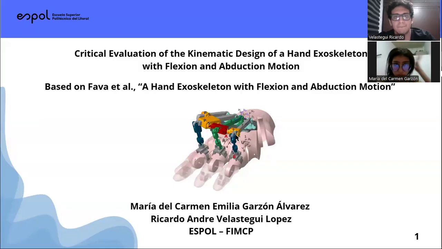Hi, Doctor. Our topic is critical evaluation of the kinematic design of a hand skeleton with flexion and abduction motions. Our work presents a critical evaluation of a hand skeleton mechanism described by FABA. The main focus is to review its kinematic formulation, determining the extent to which it can be reproduced using published information, and supplement the study with a preliminary dynamic evaluation to analyze aspects not addressed in the original article.